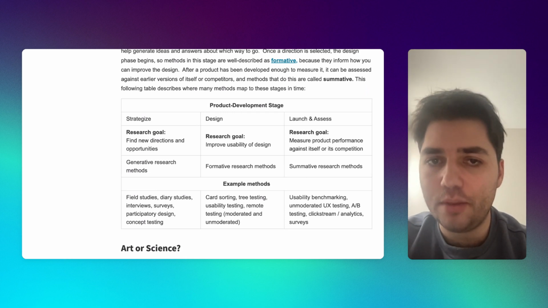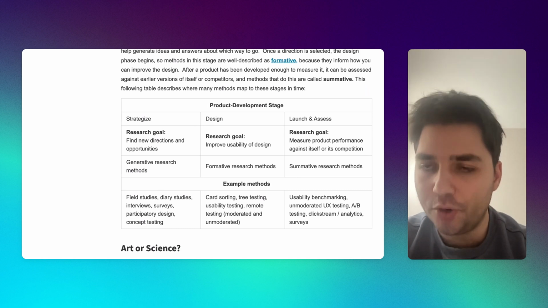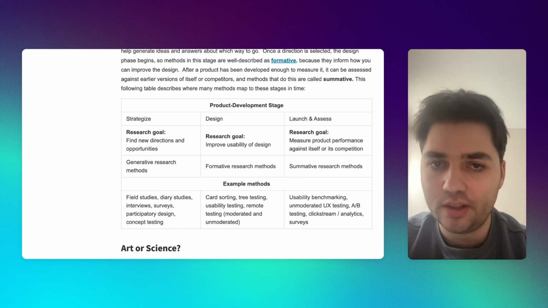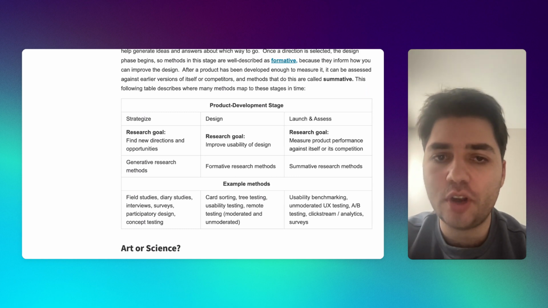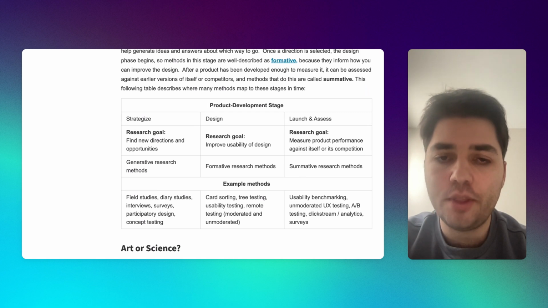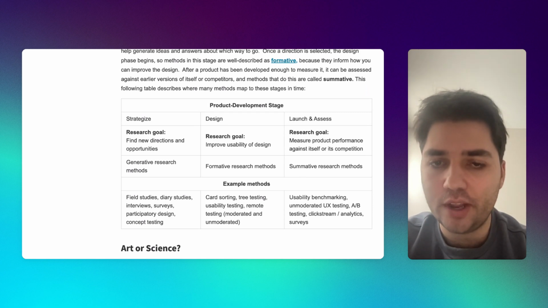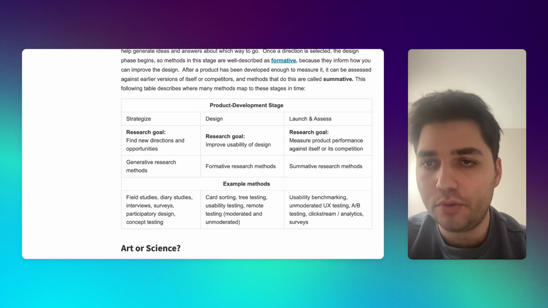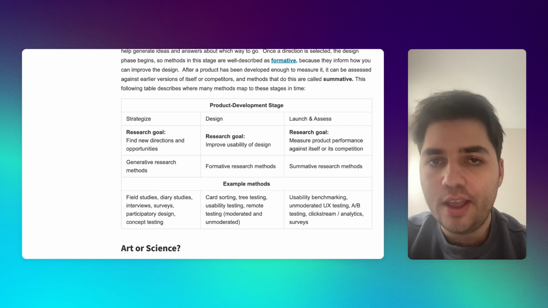For the design phase of development, we would use formative research methods, which are aimed at improving the usability of design specifically. And in this case, you could use card sorting to improve our information architecture, tree testing, usability testing, or remote testing. And for remote testing, you can conduct both moderated and unmoderated interviews.